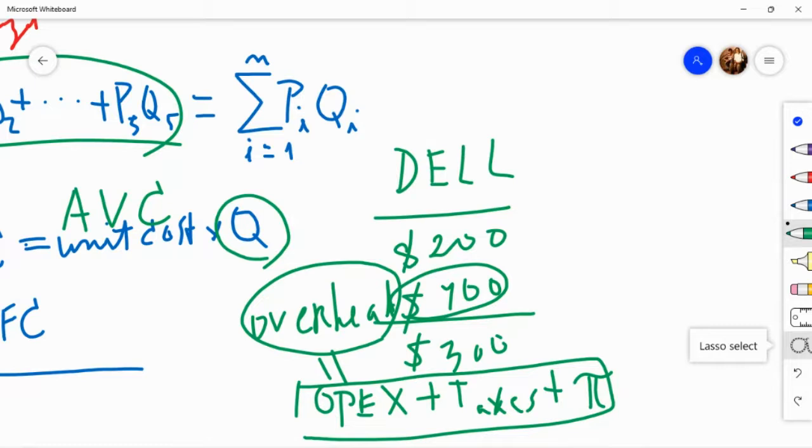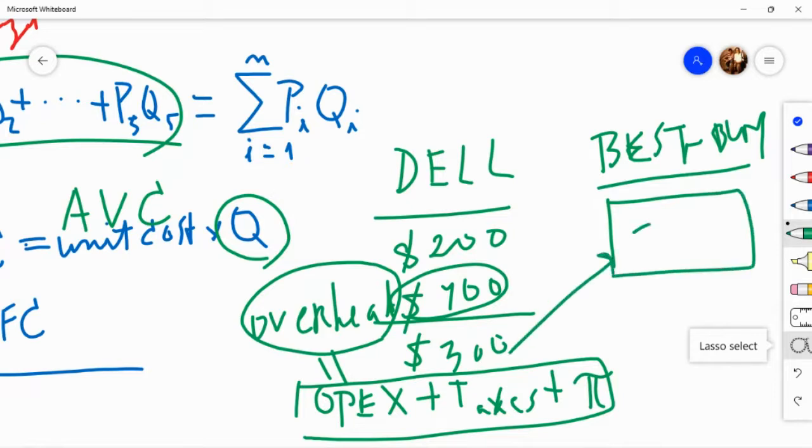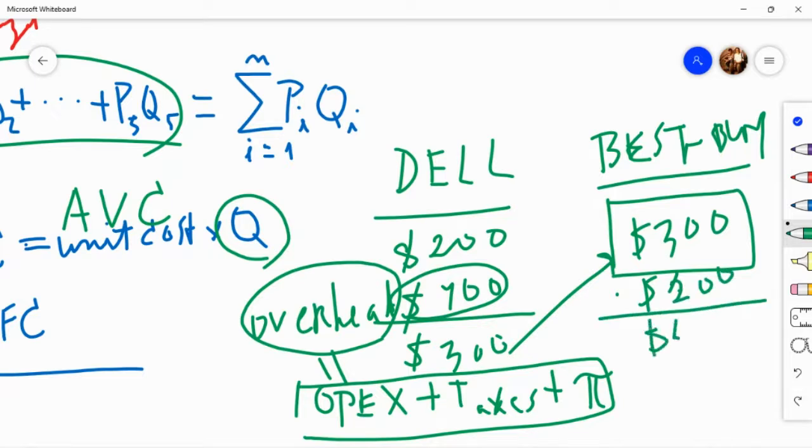So then that's Dell's price when they sell it to Best Buy. So this is Best Buy's cost, isn't that right? And then when they sell it, they add their own profit margin or their own overhead, right? Let's say they add overhead on the margin of 200. So Best Buy sells it for 500, right?